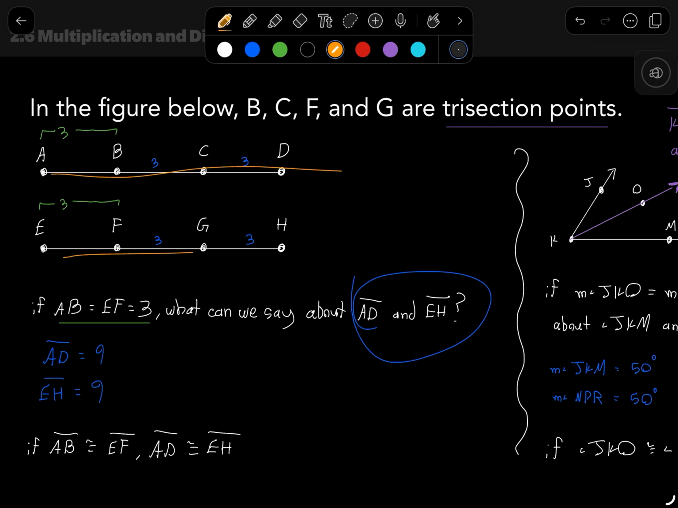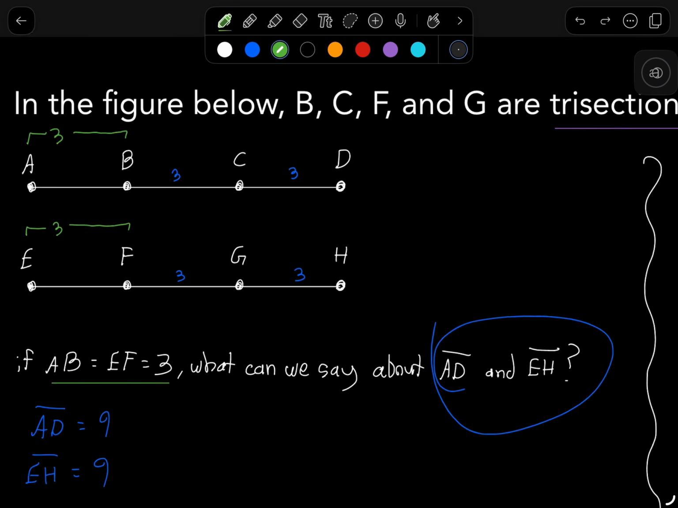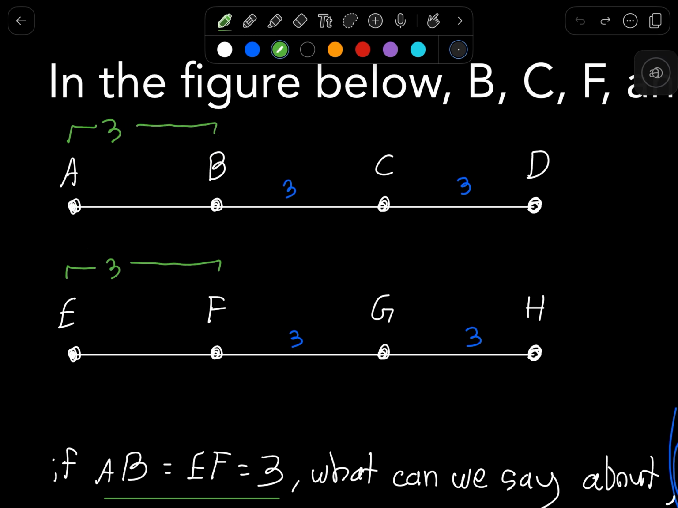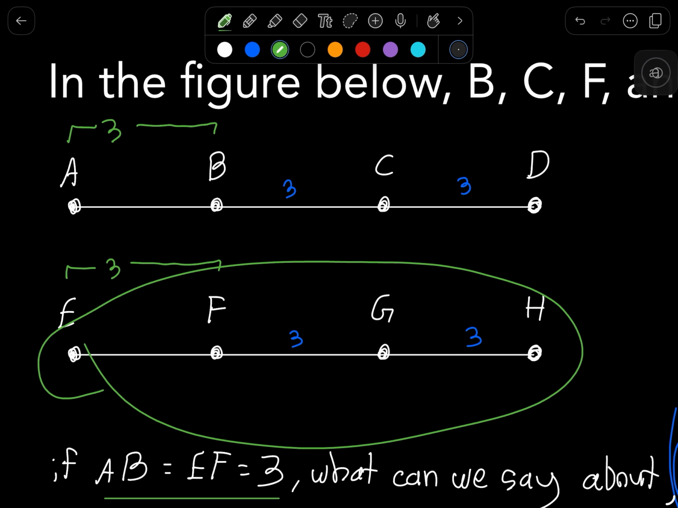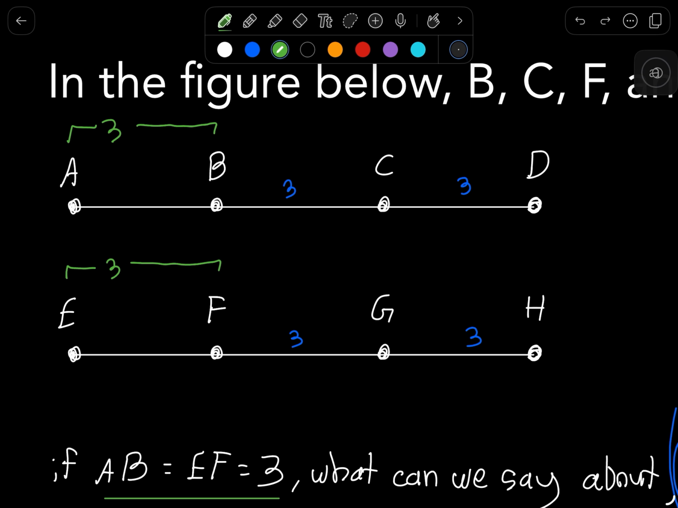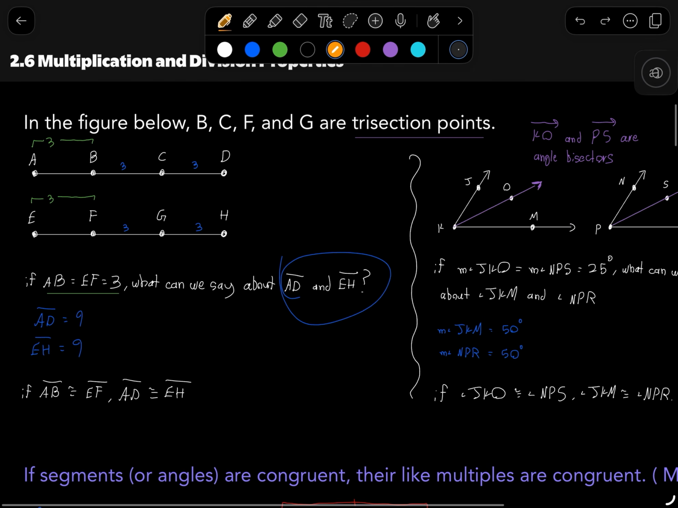So the entire segment. Well, think about it. If we know that AB is 3, and we also know that B and C are trisection points, remember that trisection points divide a segment into 3 equal parts. So that means if this is 3, so are these. And likewise, the same for this segment here. These are also 3 because of that trisection concept. So because of that, we can say that AD is 9, and EH is 9. And therefore, those are also equal.